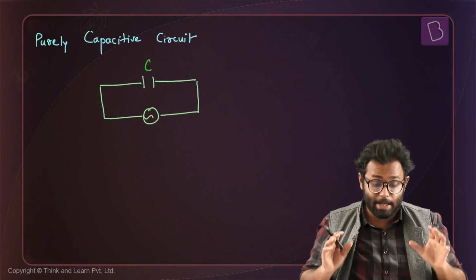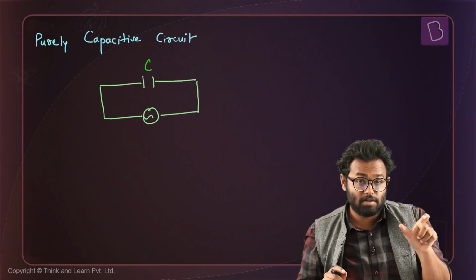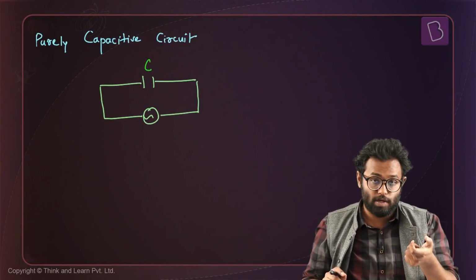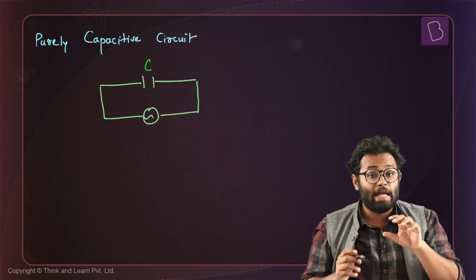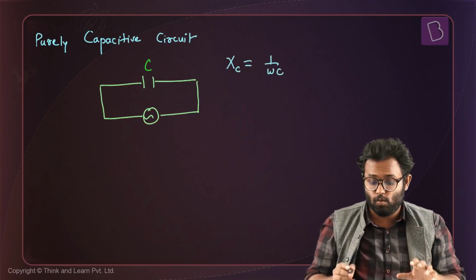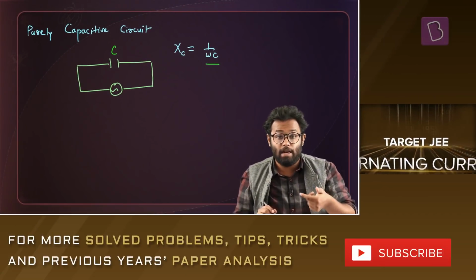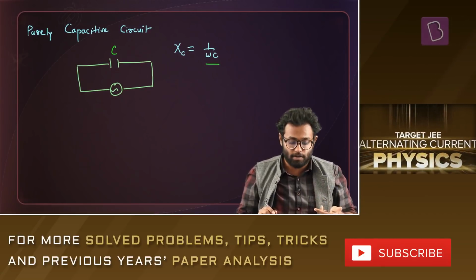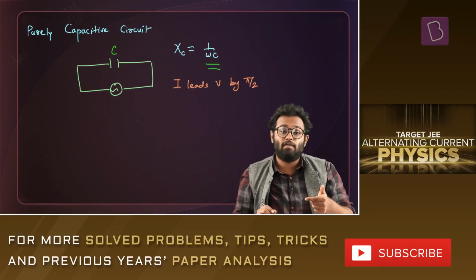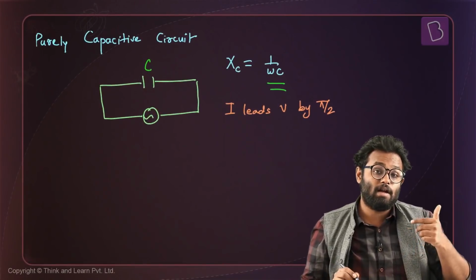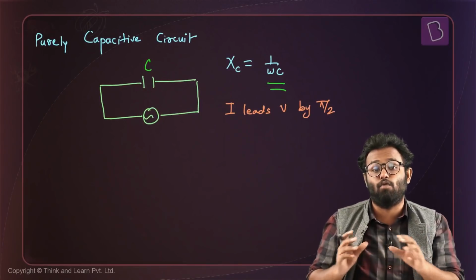Now we deal with a purely capacitive circuit. In a purely capacitive circuit, all you have in a circuit is just a capacitor and an AC source, right? There's no resistance at all. In this case also, there's some hindrance provided to the current, and that is called the capacitive reactance, which is 1 by omega C. Remember, the inductive reactance was omega L, but capacitive reactance is 1 by omega C. Now in this case, the current leads voltage by a phase of pi by 2. In our inductive circuit, voltage led current. In this particular circuit, the current would lead voltage.